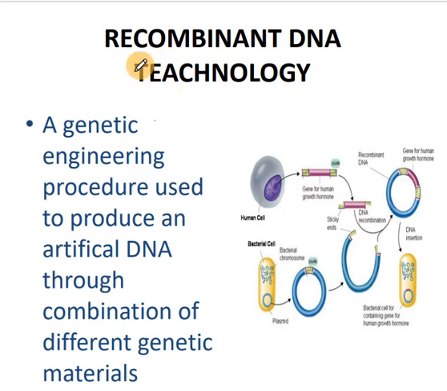So recombinant DNA technology is a method that is used to produce artificial DNA through combination of different genetic materials or different DNAs. Let's say we have this DNA strand from a human cell, and we recombine this human DNA with a DNA from a bacteria. We form this one as the recombinant DNA. We say it's recombinant because it's made of two DNA sources, one from bacteria and one from a human source.